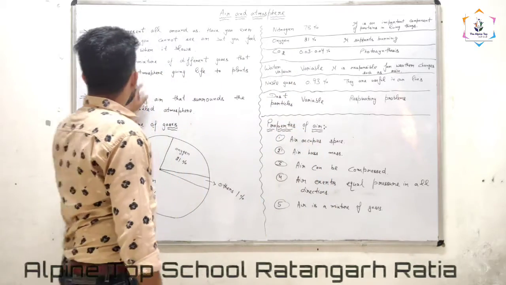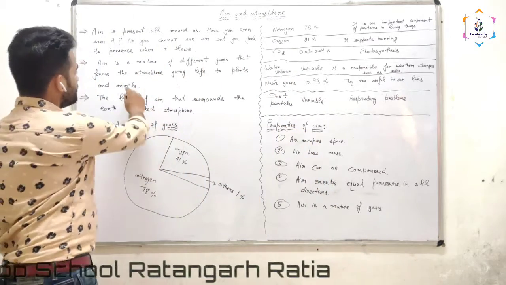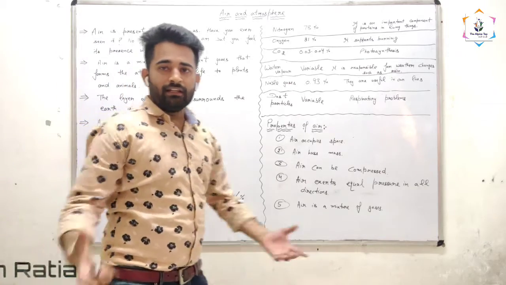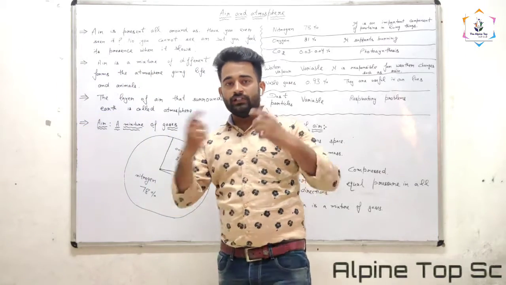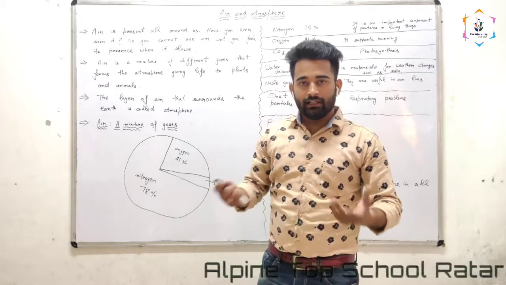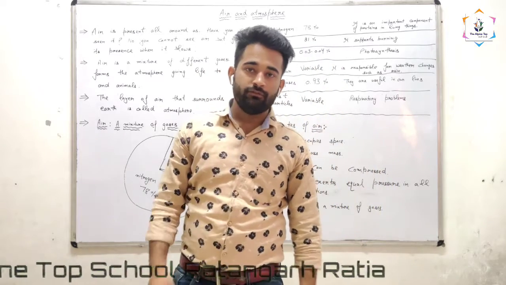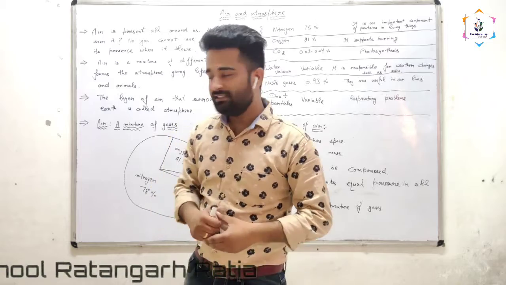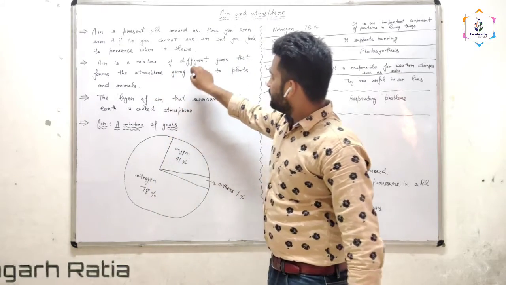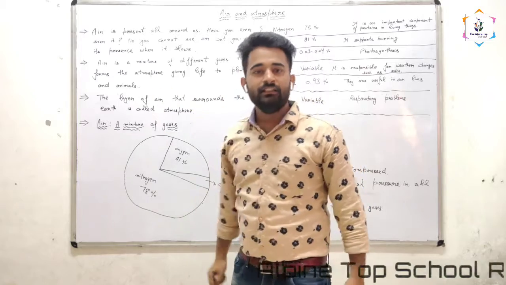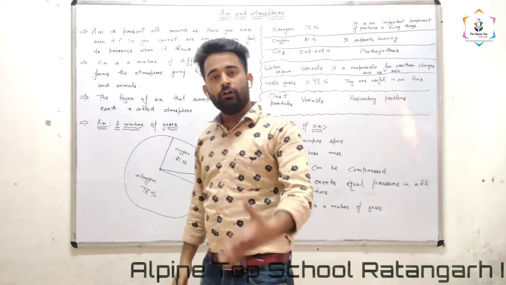Next thing is, air is a mixture of different gases that forms the atmosphere, giving life to plants and animals. Air contains oxygen, and that oxygen helps us to breathe. Air contains carbon dioxide, and that carbon dioxide helps the plants to make their food, which means it helps in photosynthesis. So air is a mixture of different gases that gives life to plants and animals. We are also included in the category of animals.